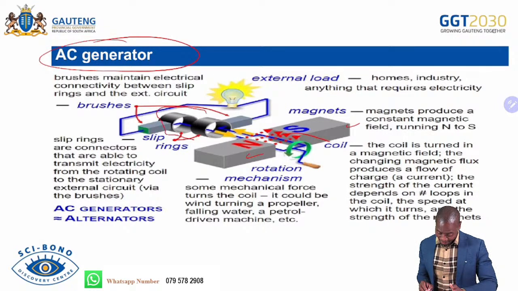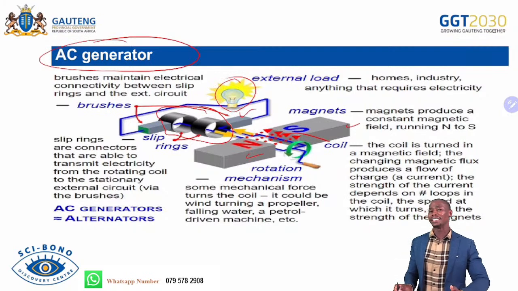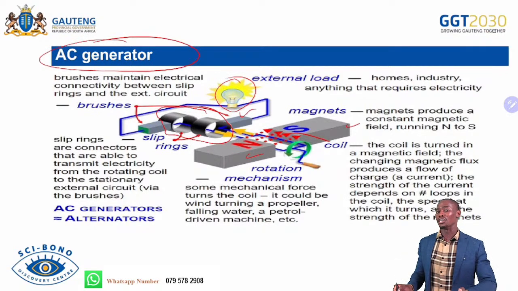You can see these rings. What is the name of these rings? We call them slip rings, all right? Then we have the brushes attached to those slip rings. Then we have a bulb there, which will indicate whether the EMF is induced or not induced in the coil, all right?